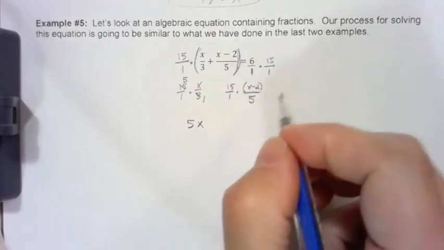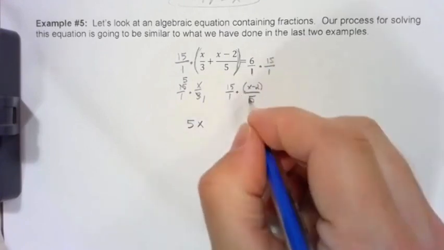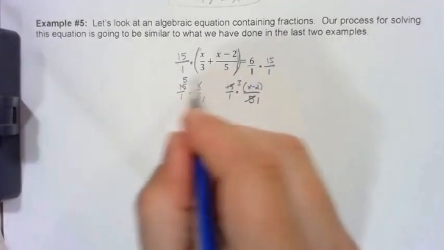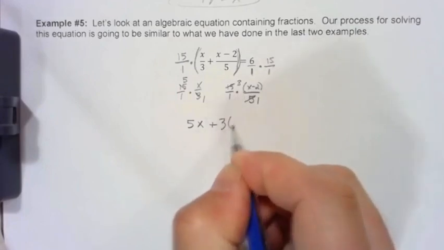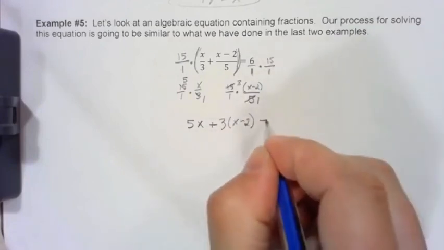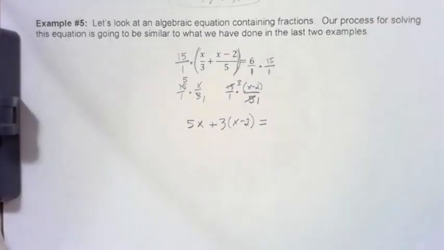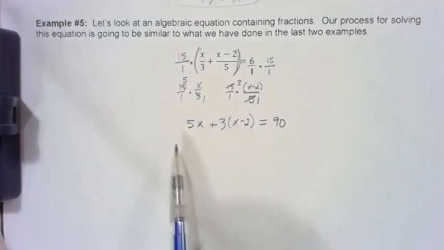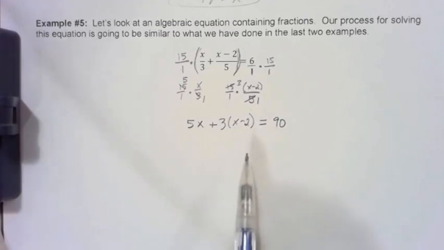And again, I'm going to simplify here before I do anything else. 5 and 15 have a common factor of 5. 5 goes into itself once and into 15 3 times. So over here I have 5x, plus I'm going to add to that 3 times x minus 2. And that equals on the right side 6 over 1 times 15 over 1, which is just 90 over 1, or 90. And now I have a much nicer equation to work with. There are no fractions involved, and I can easily solve this type of equation.